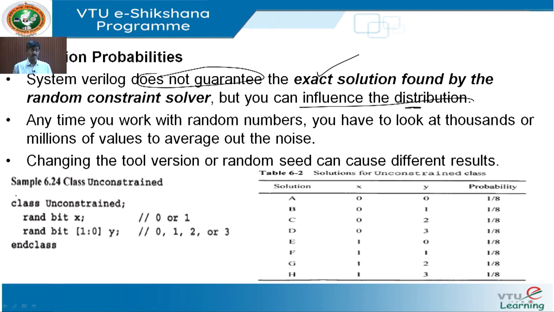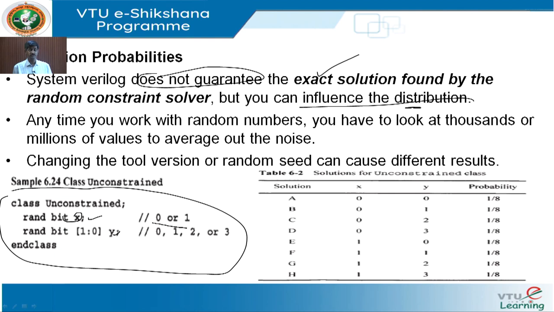Let us look at this. This is the unconstrained one. I am not putting any constraints. I have two variables, x and y. X is 1 bit, it takes 0 or 1. Y is 2 bit, it takes 0, 1, 2, 3. I am not putting a condition, so I am just generating an x and a y for different solutions.